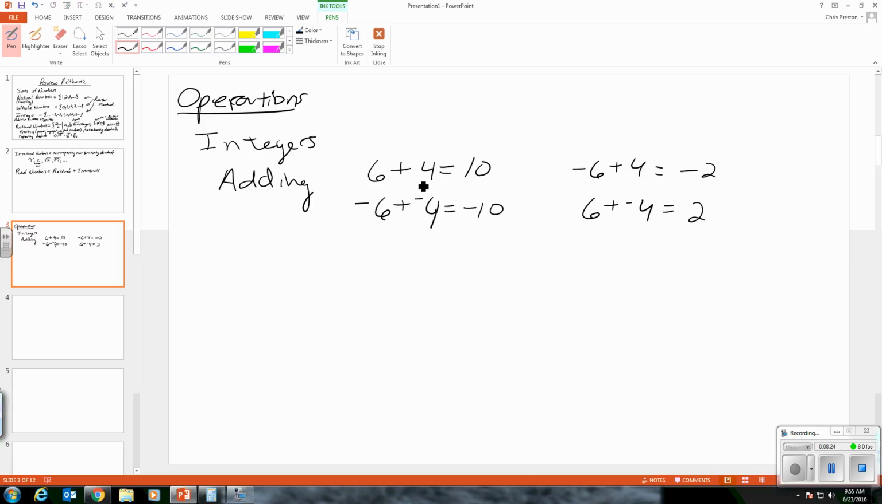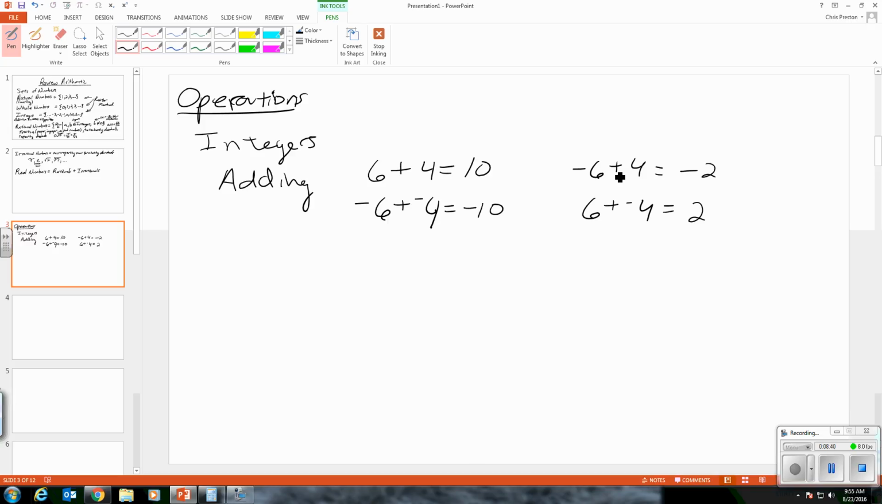So this is how adding integers works. If the signs are the same, then you just increase more of those. So 6 positives and 4 positives gives you a total of 10 positives. 6 negatives and 4 negatives gives you a total of 10 negatives.